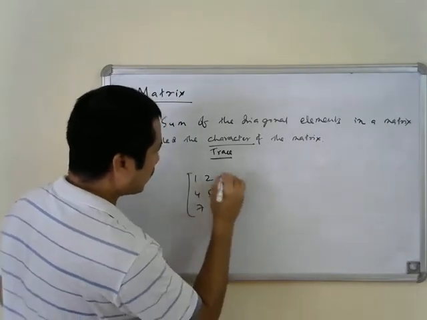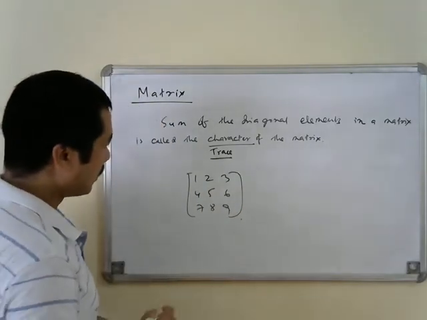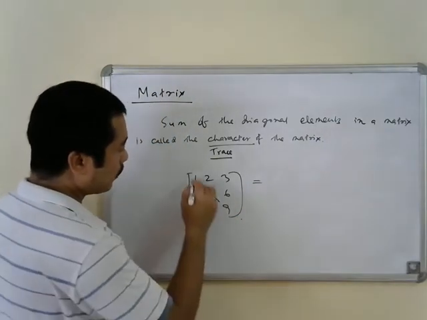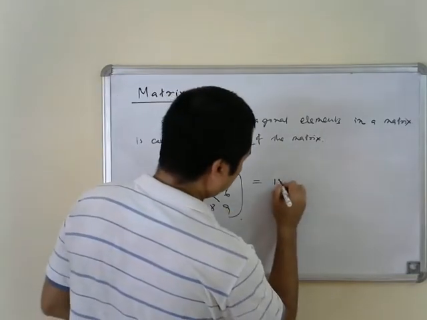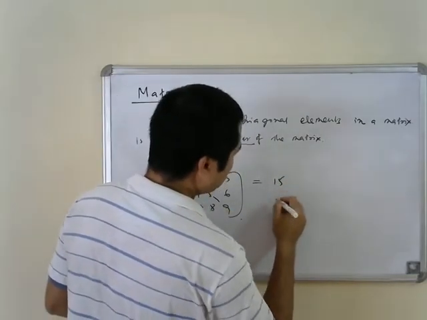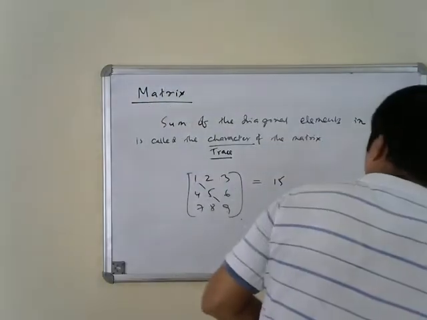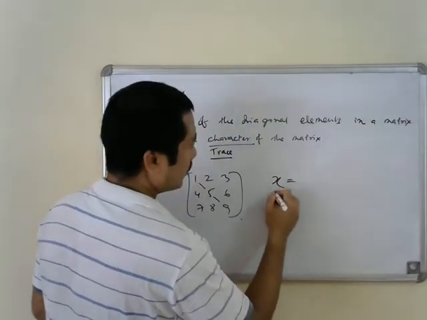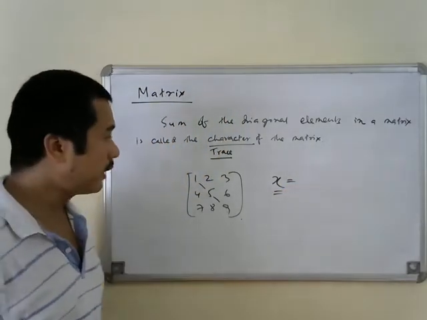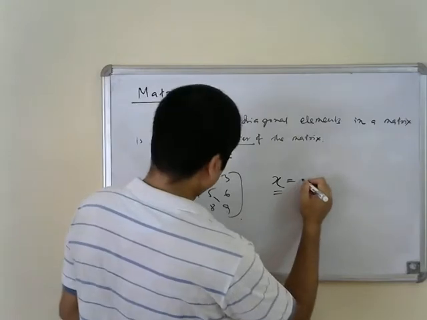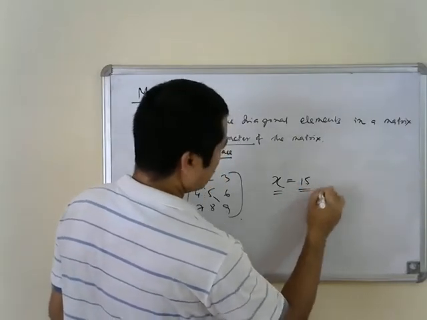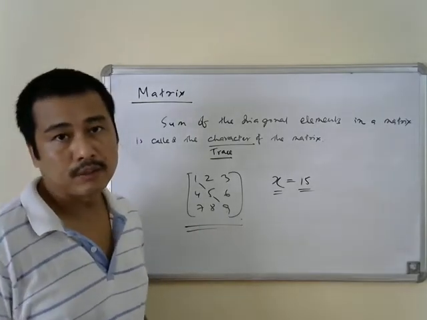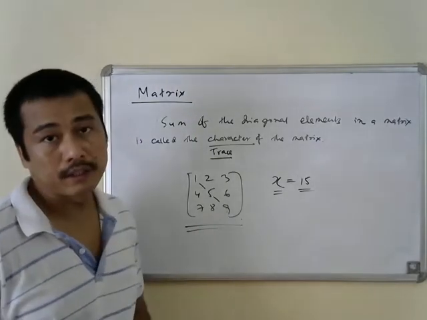So if you take a 3 by 3 matrix, the sum of the diagonal elements is going to be equal to 1 plus 5 plus 9, that is going to be equal to 15. So the character of this matrix we will call to be equal to 15. Character we will generally denote by using the symbol chi. So chi is going to be equal to 15 for this particular matrix, which we get by doing the sum of the diagonal elements within the given matrix.